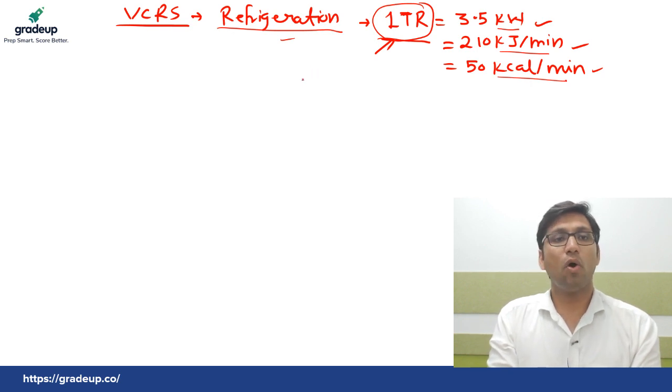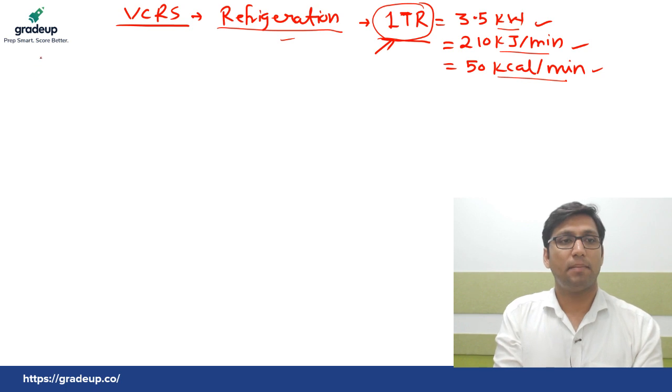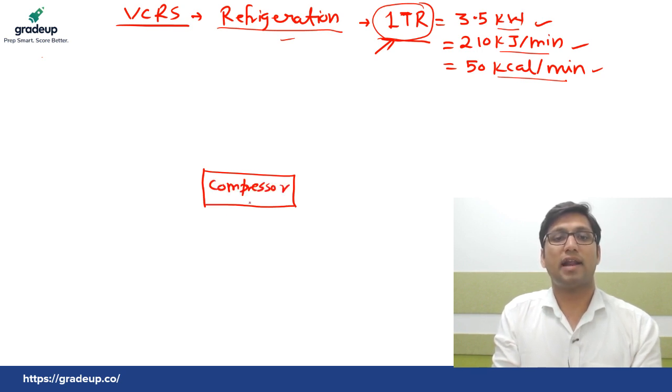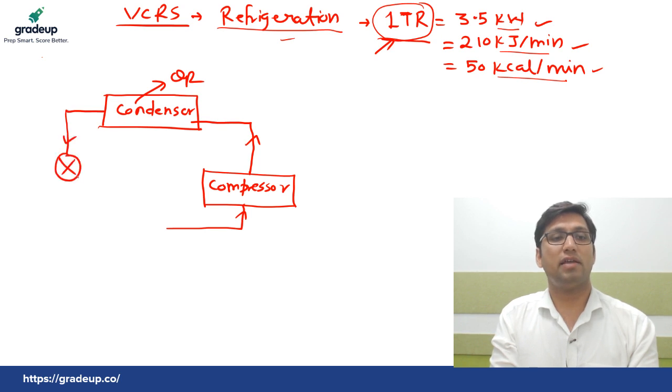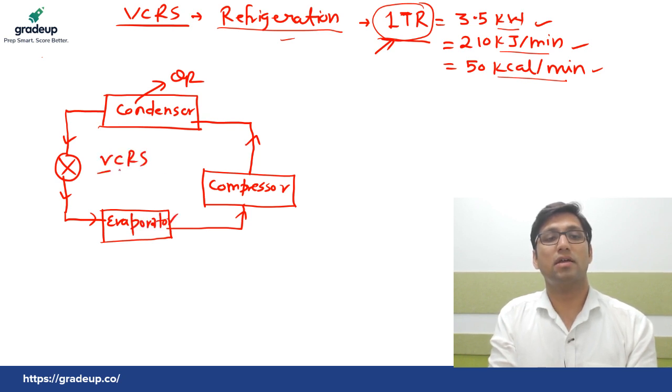Okay. Now in the VCRS cycle I have told you that basically it consists of 4 important components. One is compressor. Okay. So the dry refrigerant vapor will go into the compressor. From the compressor, after getting compressed, they will go into the condenser. After heat rejection in the condenser, the working fluid, which is a refrigerant, will go into a throttling device, and from the throttling device the heat will be absorbed in an evaporator. Okay, so these are the 4 components of a VCRS cycle.